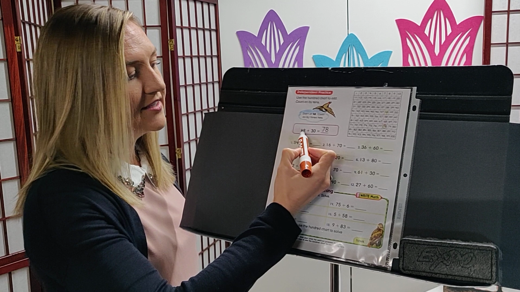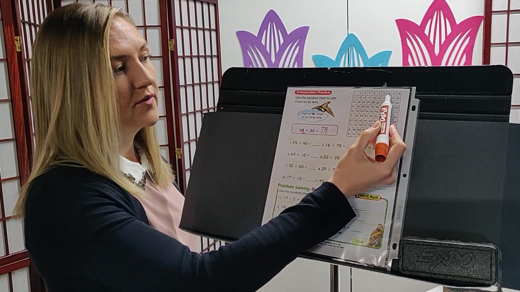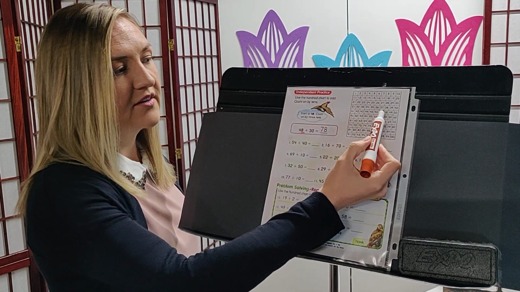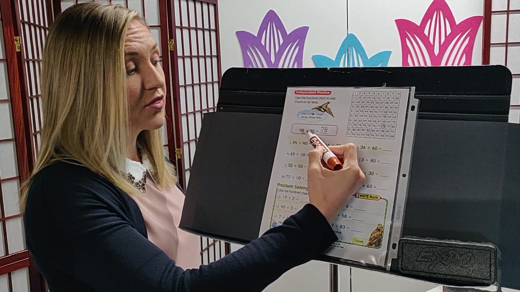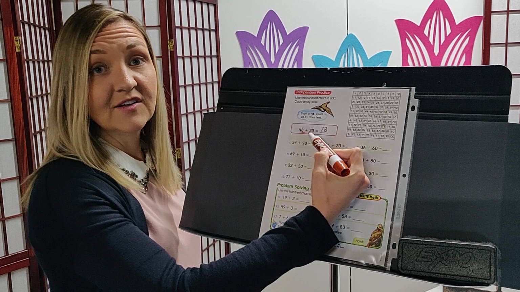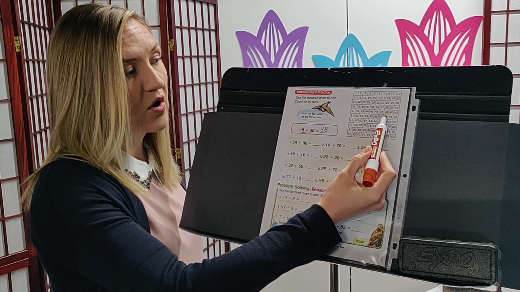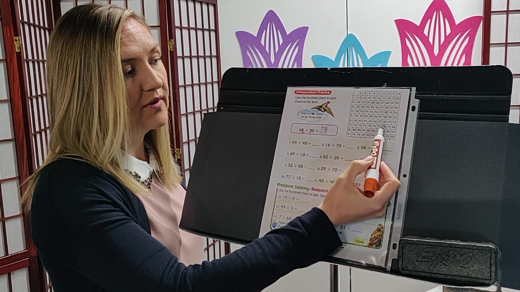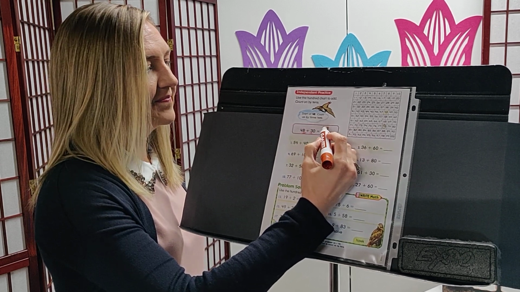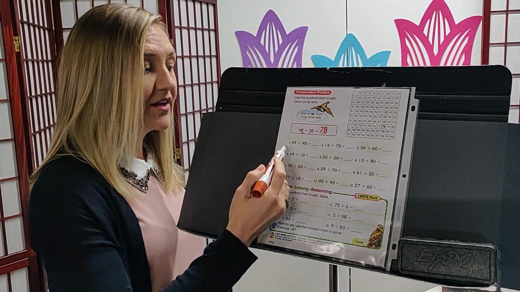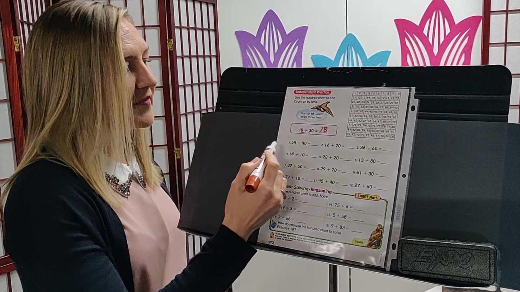So 48 ends with an 8. So we go to our 8s column, and you scoot down until you find 48. Then 30 is 3 groups of 10. So you get to jump down 3 times. So we count 1, 2, 3. And you land on 78. Okay, let's take a look at numbers 1 and 2 together.